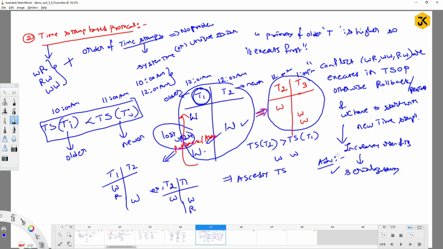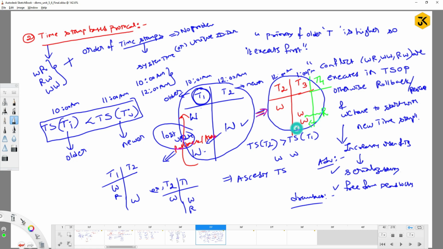In timestamp ordering protocol, we achieve the mechanism of serializability, and it is also free from deadlocks. But what might be the drawback? If I say, meanwhile, some other transaction T4 comes, and T4 performs some read operation. Try to observe. At this point of time, some read operation is done.